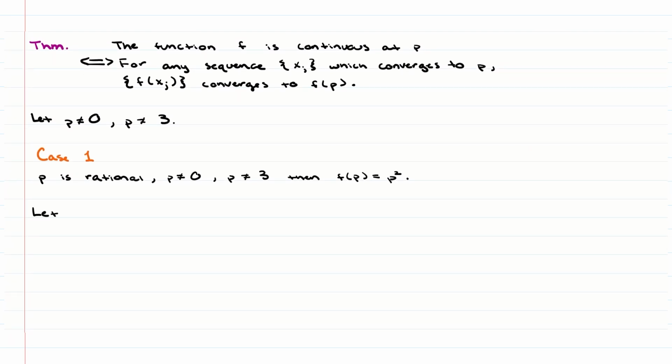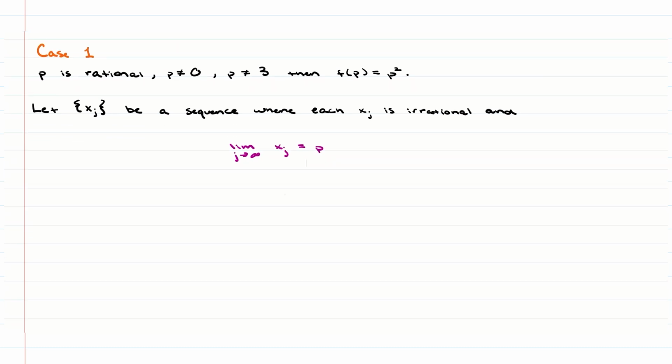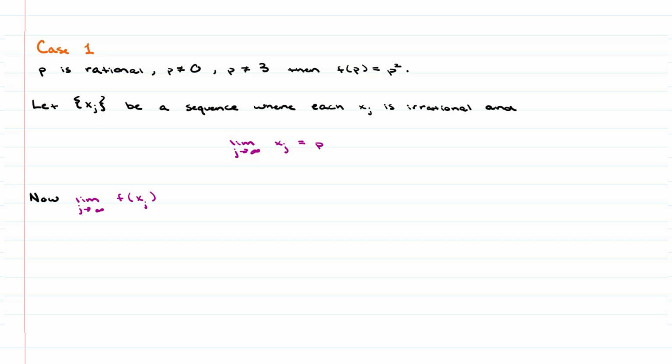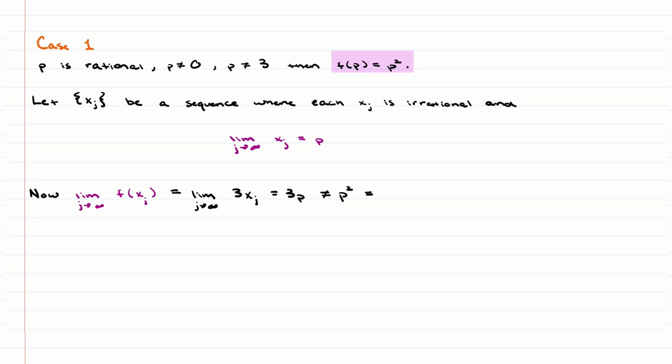The next thing that we'll do is let the sequence x sub j be a sequence where each x sub j is irrational and the limit as j approaches infinity of x sub j equals p. Now for us, the limit as j approaches infinity of f of x sub j is the limit of 3x sub j, which in our case equals 3p, and this does not equal p squared. And p squared is our f of p.